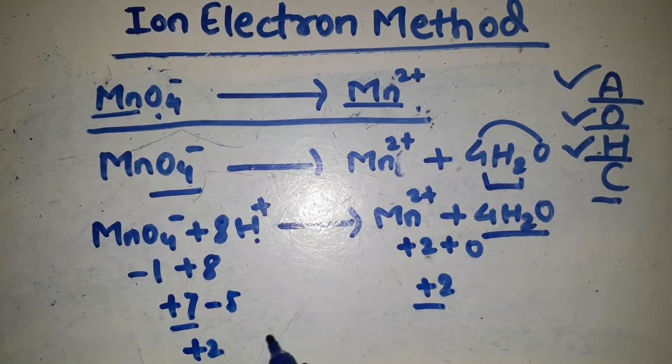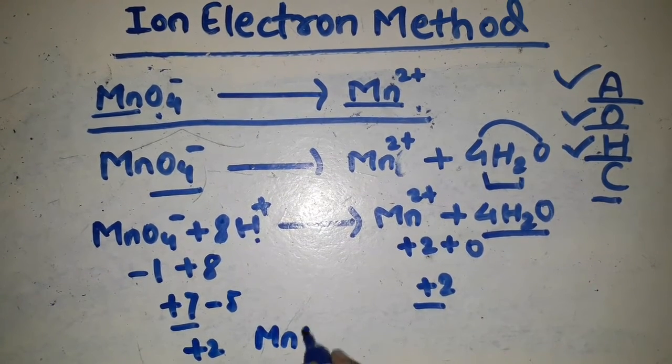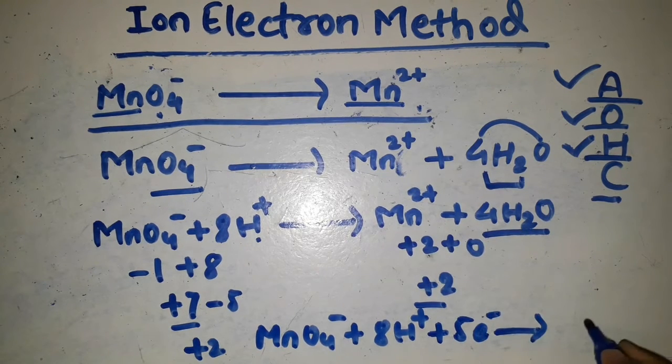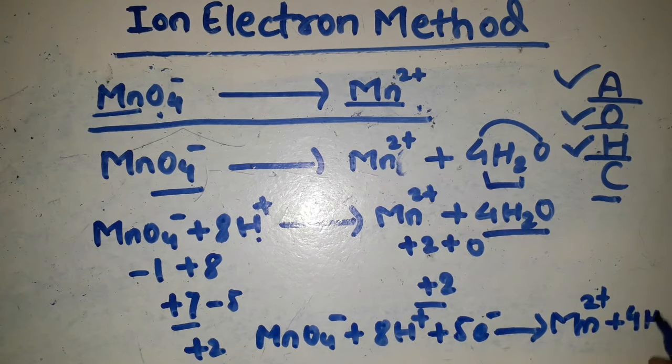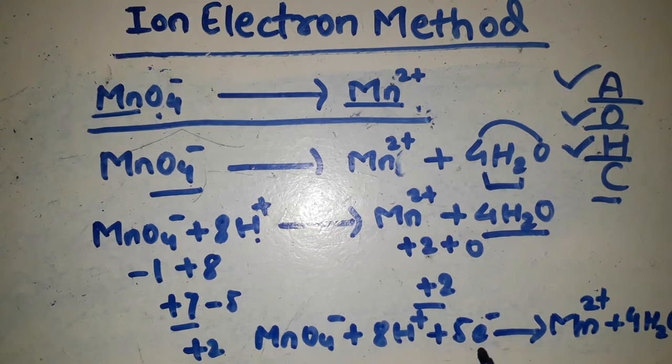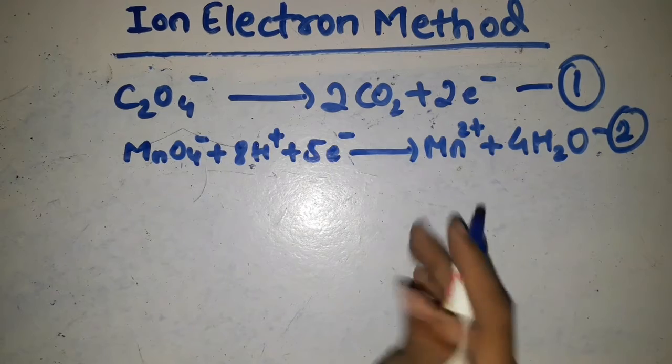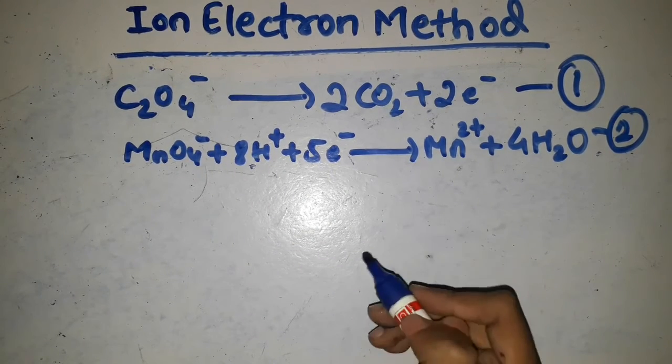So our reaction becomes MnO4 minus plus 8H plus plus 5 electrons, which gives Mn2 plus and 4H2O. So here we have our second half equation balanced. We will write both the equations separately on another page. So here we have our two half equations.